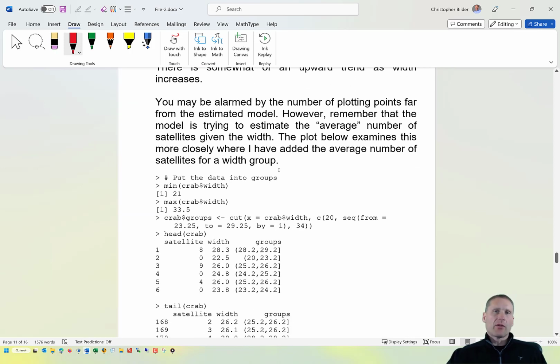Now, you may be alarmed by the number of these plotting points, meaning the observations on the plot, far from the estimated model. Again, remember, though, that we are modeling the average number of satellites per each width. So, as a kind of an ad hoc way of examining, let's say, the goodness of how well this model fits the data, what we can do is find groups based upon our observed widths, so consecutive groups. And then for each group, how about we find the sample mean for that group? We plot it and then compare it to the model. So let's do that.